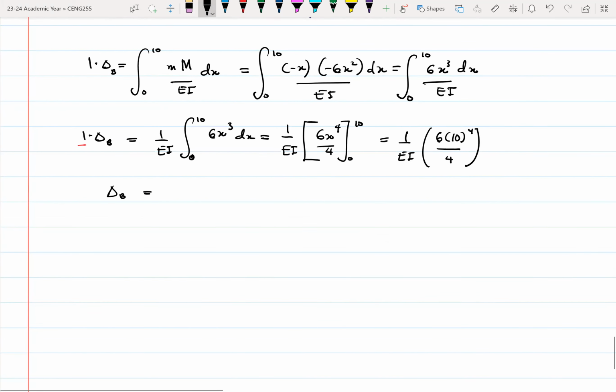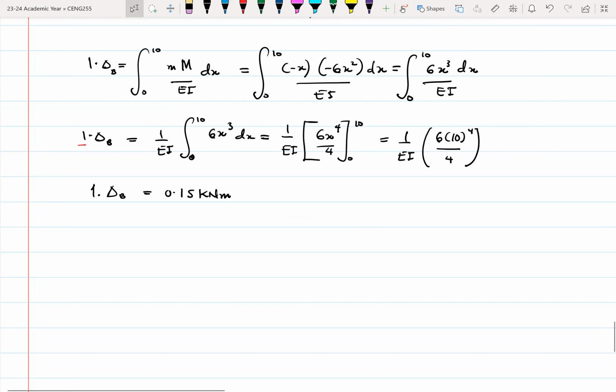will be equal to, you can do the math. I'll leave the math out to you guys. All right, so 1 times delta B will be equal to 0.15 kilonewton meter. All right.